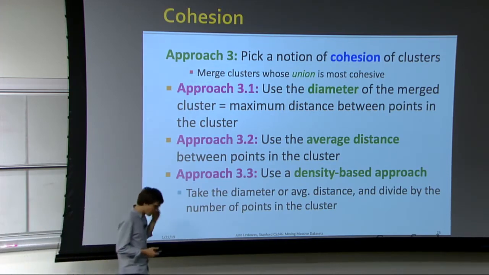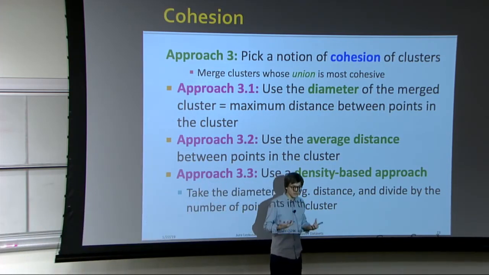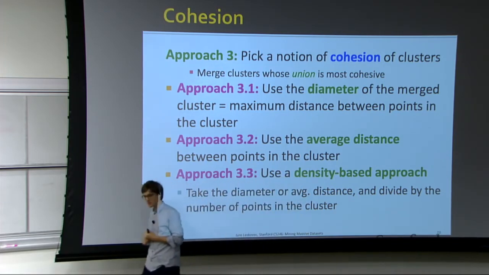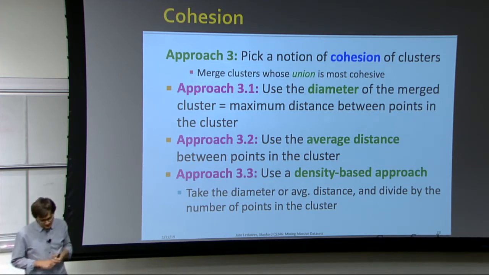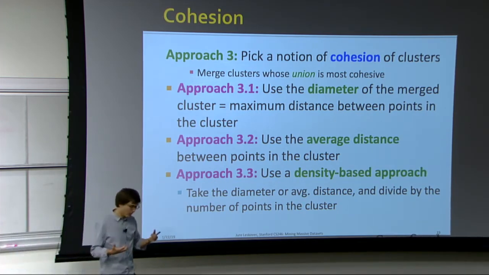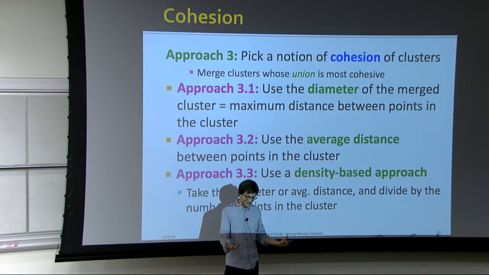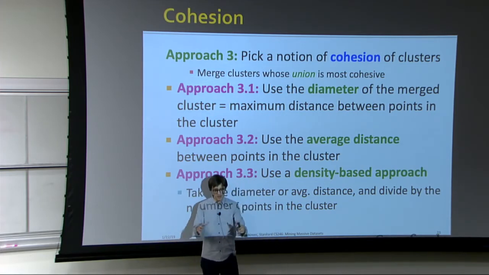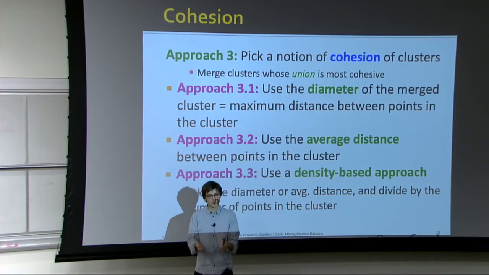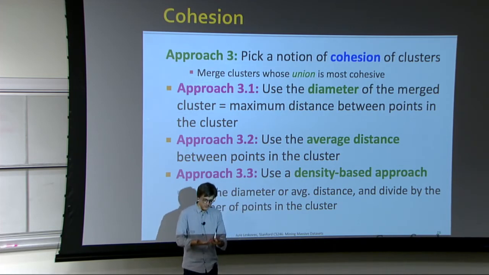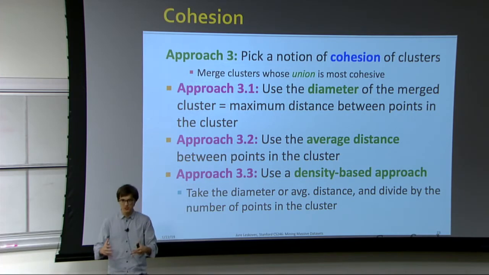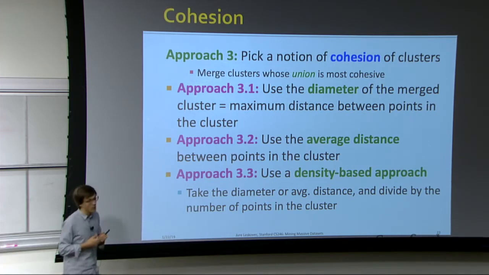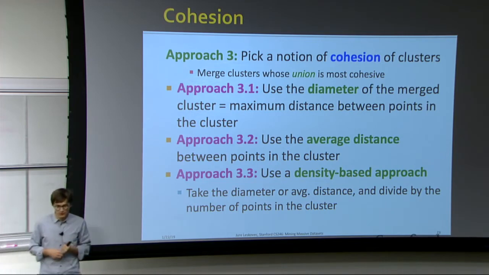Now, there is more that you can do when you define distances between clusters. One way to define it is to say, I don't want to measure distance between clusters, but I want to say that after I merge something together, I want it to be cohesive. So I won't measure the distances between two clusters, but I'll say if I merge it, does it look like a good cluster? That's a different approach. So how could you measure this notion of cohesion?